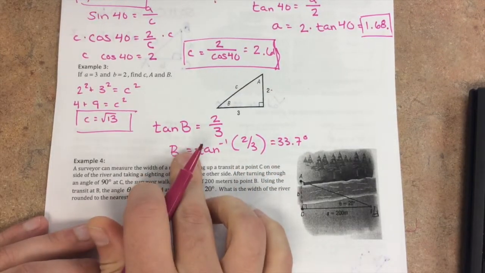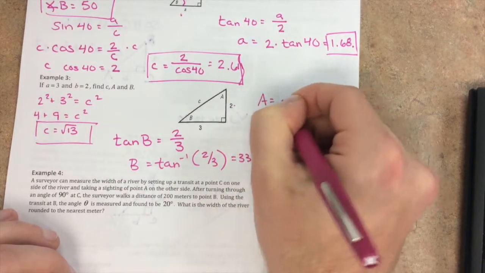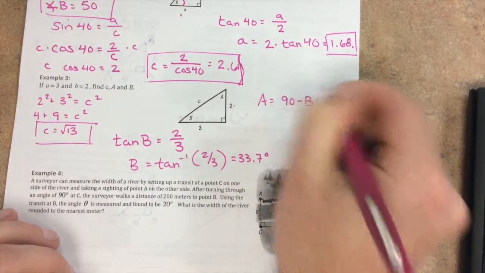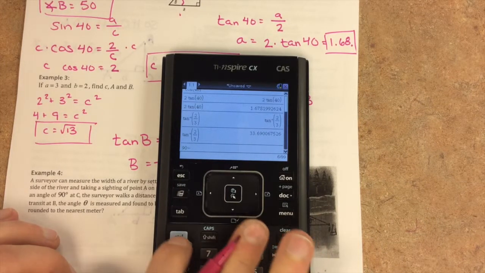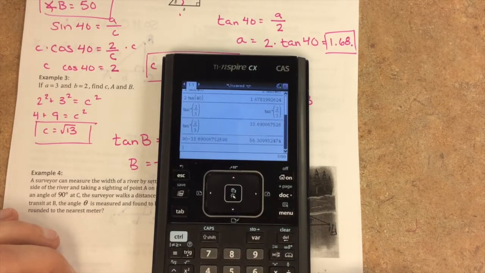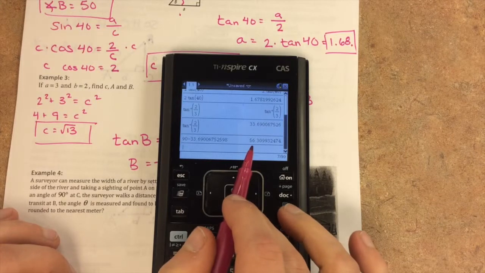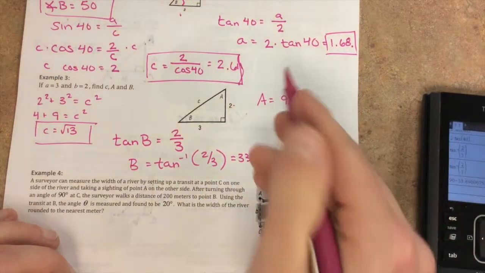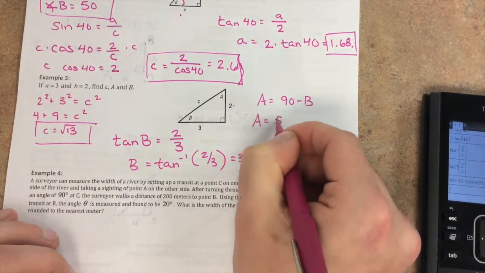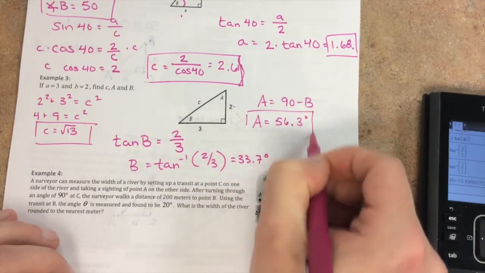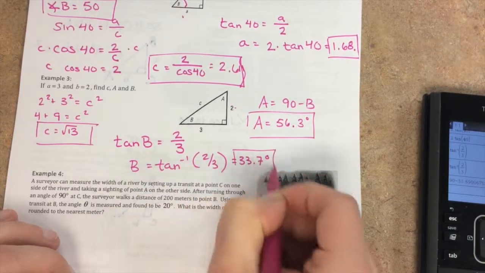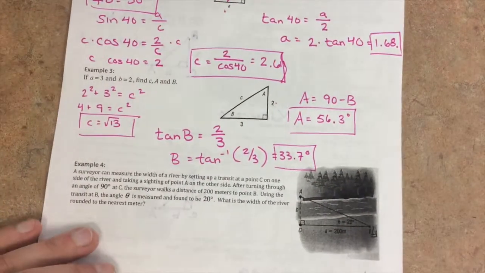That's the only angle I have to find because A equals 90 minus B. So I'm going to go to my calculator, 90 minus whatever B was, and I get 56.3. So A equals 56.3 degrees. So there's my A, there's my B, and there's my C.